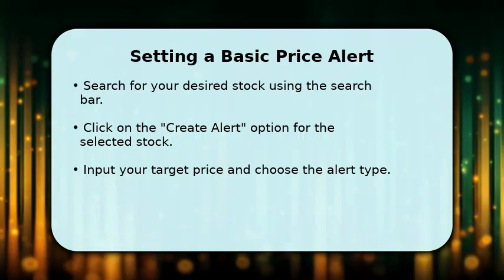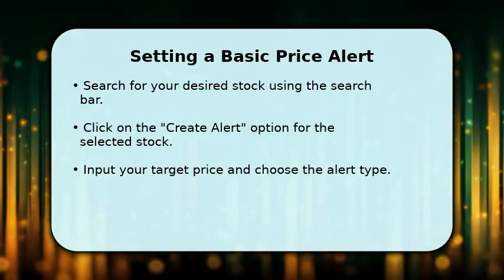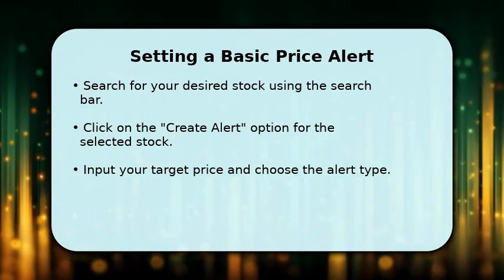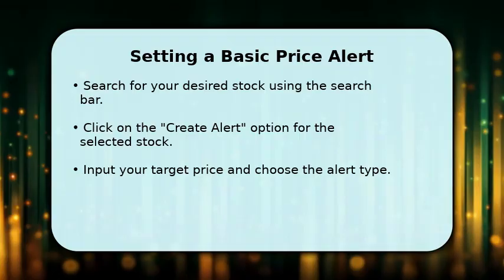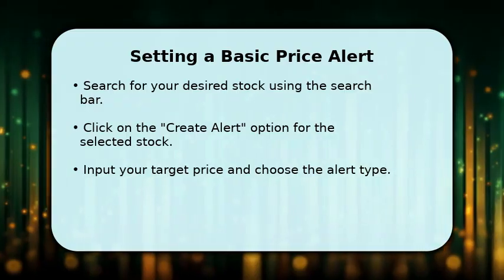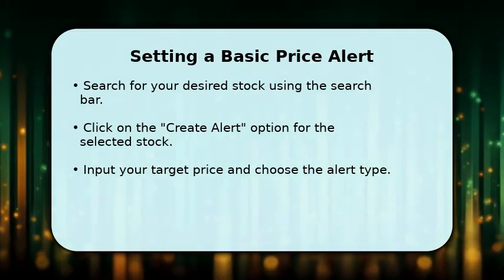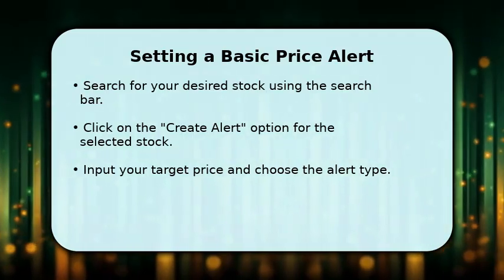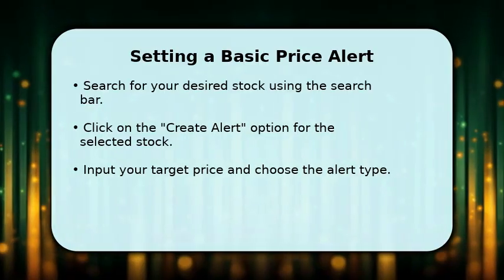After selecting your stock, look for the Create Alert button, usually found near the stock's price information. Click this button to open the alert configuration window. Here, you'll enter your desired price point. You can choose if the alert triggers when the price is above or below this value. Confirm your settings, and your basic price alert is now active.